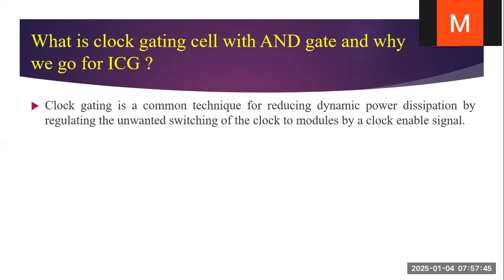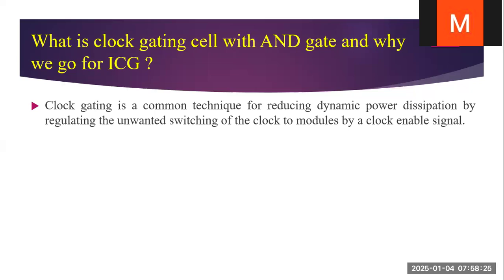So what is a clock gating cell with an AND gate, and why do we go for ICG? Clock gating is a common technique for reducing the dynamic power dissipation by regulating the unwanted switching of the clock to modules by a clock enable signal. If some particular logic in the design is not required in functional mode, then we need to reduce the dynamic power. This can be done by disabling the clock to that particular block, by adding an AND gate there.